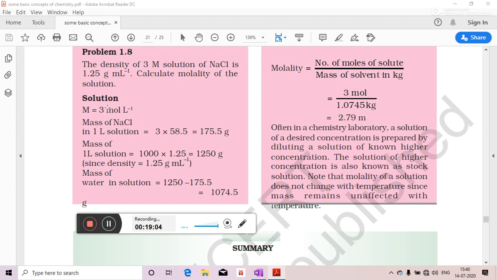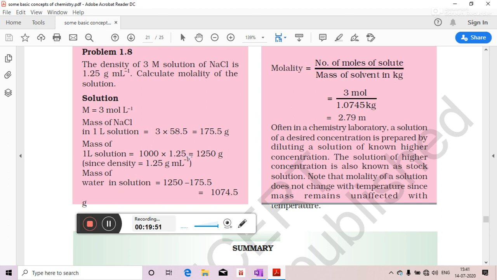In order to find out mass, we have to multiply moles with molar mass. So number of moles of NaCl is 3 into molar mass is 58.5 gram. So that will be equal to 175.5 gram. Now we have to find out mass of solution. So mass of solution can be found from density. Density of solution is given. So mass of solution is equal to density into volume. Now density is 1.25 gram per ml.